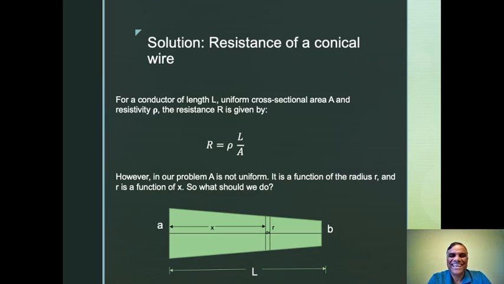Faster. So however, in our problem, the cross-sectional area A is not uniform, right? It kind of tapers to one end. It is a function of the radius r at any given point, of course. Like here, it's a function of radius r, but r is a function of x. Okay, r varies along the x-axis. So what should we do? So this picture kind of gives you some clue on what we can do, but let's take a deeper dive.